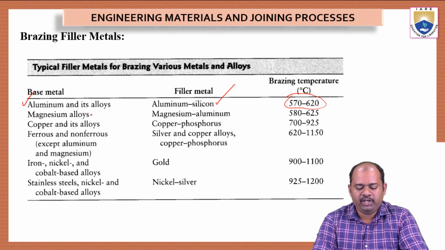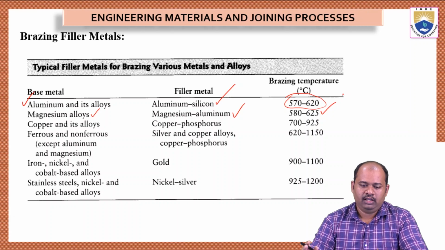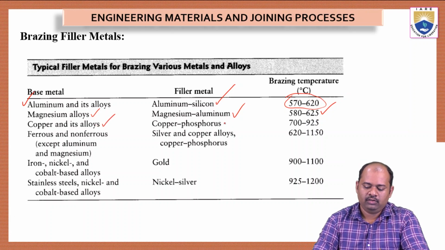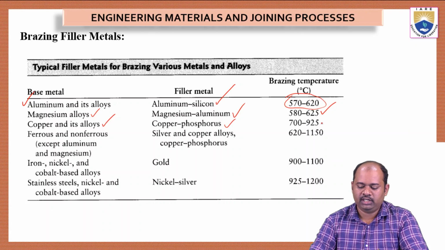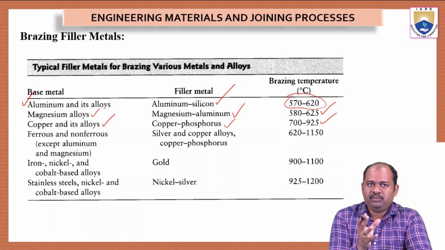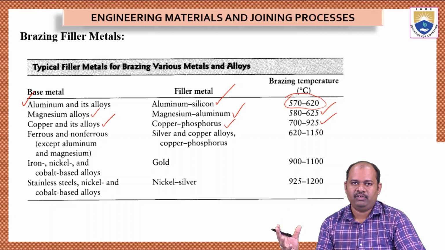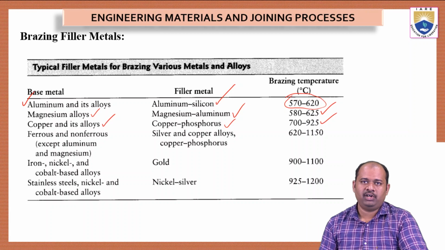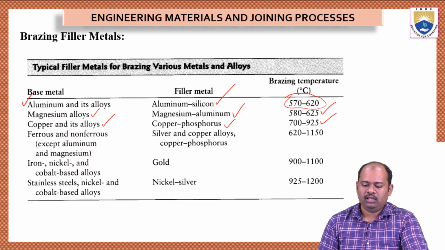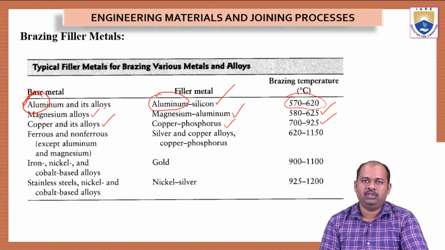And then for magnesium alloys, we have to choose magnesium aluminum alloys, where the temperatures are 580 to 625 degrees centigrade. And then for copper and its alloys, we should select copper and phosphorus, where the temperature is 700 to 925 degrees centigrade. Suppose the base metal is aluminum, we have to choose a filler metal that has some components made of aluminum, but not other metals like copper or phosphorus.